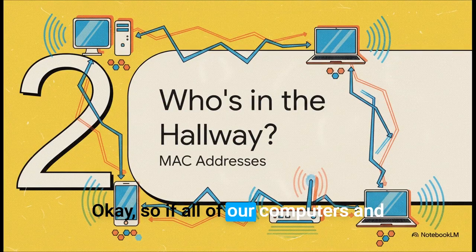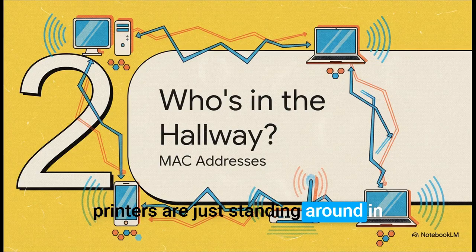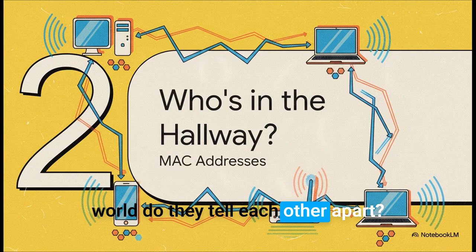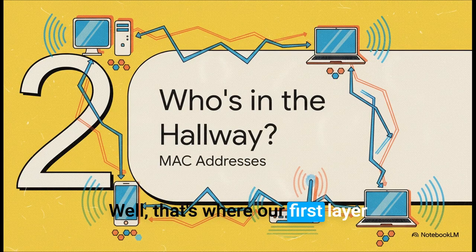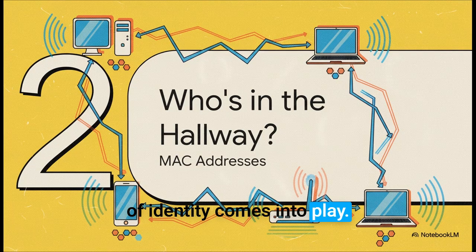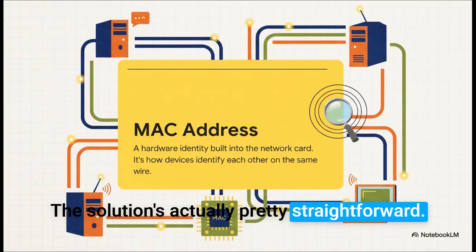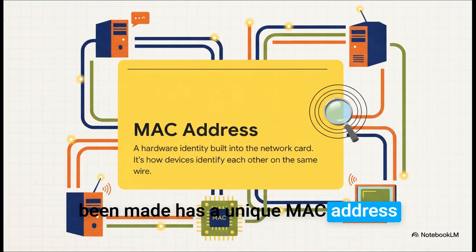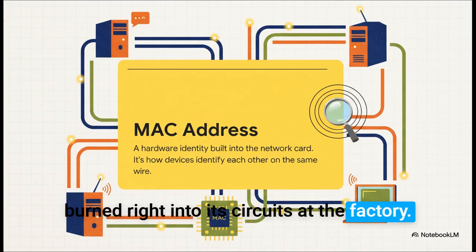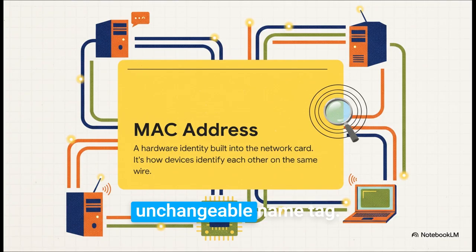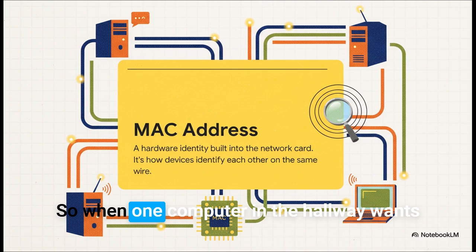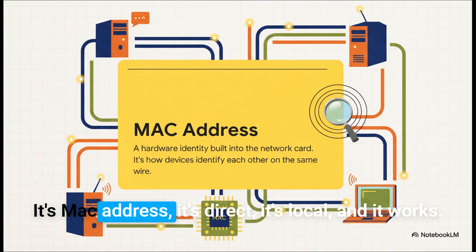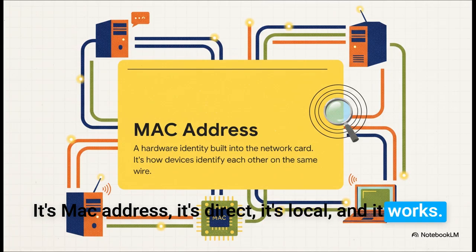Okay, so if all of our computers and printers are just standing around in the same electrical hallway, how in the world do they tell each other apart? Well, that's where our first layer of identity comes into play. The solution's actually pretty straightforward. Every single network card that's ever been made has a unique MAC address burned right into its circuits at the factory. Think of it like a permanent, unchangeable name tag. So when one computer in the hallway wants to talk to another, it just shouts out its name, its MAC address. It's direct, it's local, and it works.